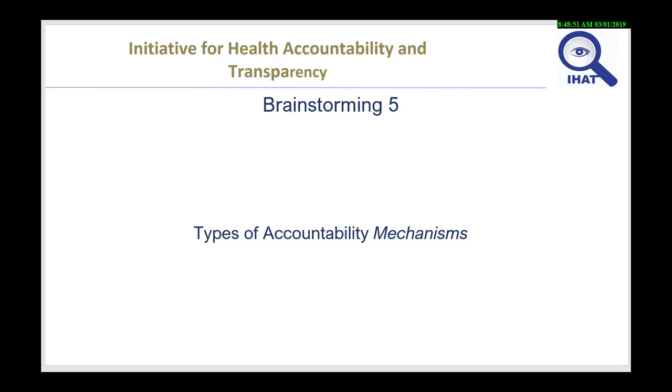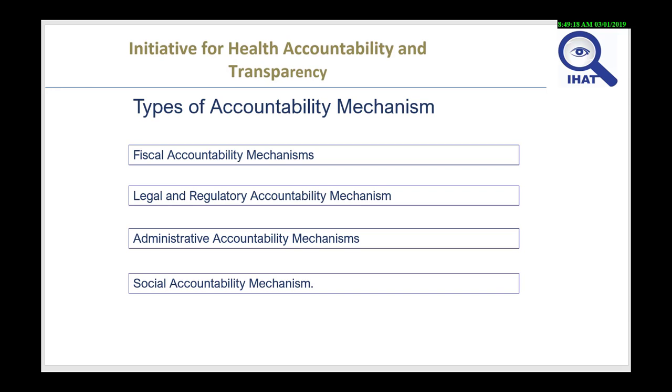What processes are available to enhance accountability? That is, what are the types of accountability mechanisms? We are looking at the types of accountability mechanisms, and we'll focus on four of them: the fiscal accountability mechanisms, the legal and regulatory accountability mechanisms, administrative accountability mechanisms, and not the least, the social accountability mechanism.